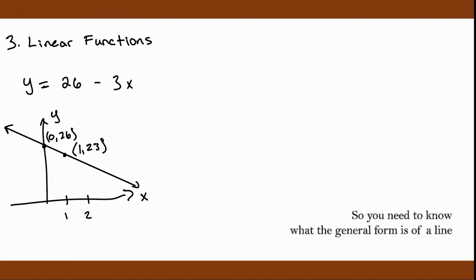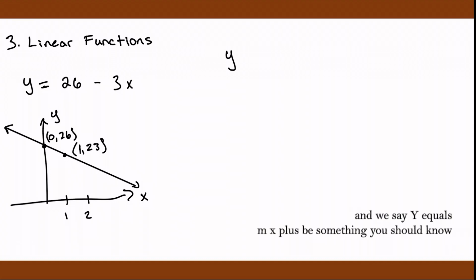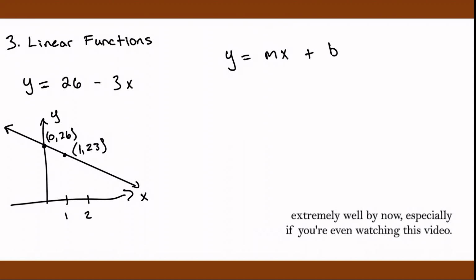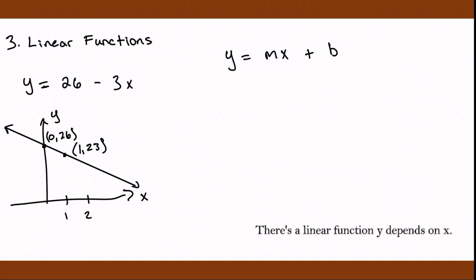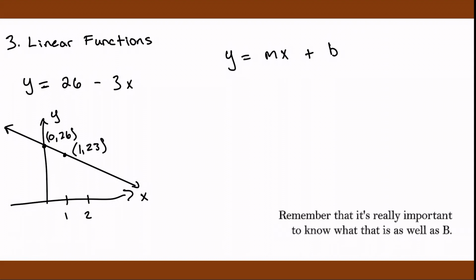So you need to know what the general form of a line is, and we say y equals mx plus b, something you should know extremely well by now, especially if you're even watching this video. But there it is. There's a linear function. y depends on x. Each x value has one unique y value. Remember that it's really important to know what m is as well as b.